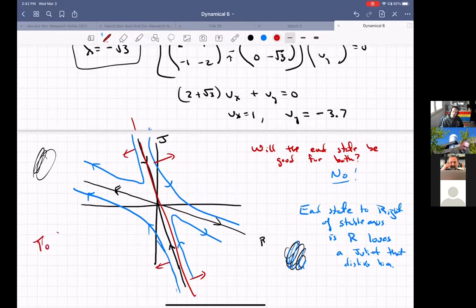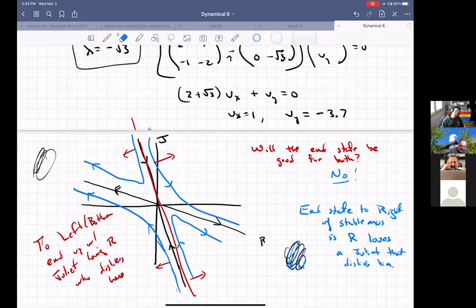so to the left or bottom, I end up with Juliet loving Romeo, who dislikes her. And it just depends on what the initial condition is, right? So this red line is dividing the initial conditions.